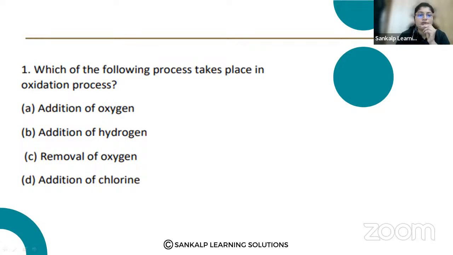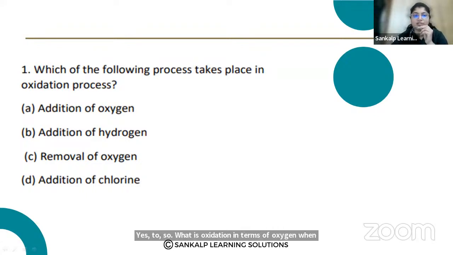So what is oxidation in terms of oxygen? It is addition of oxygen. Sri Varuni has answered it as option A. It is correct. So option A is the right answer.